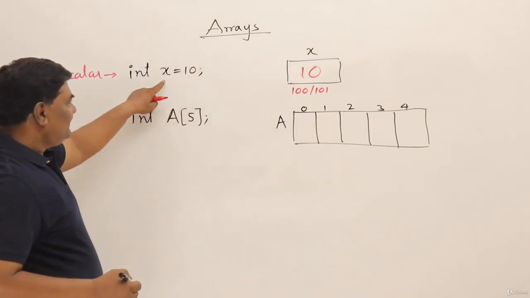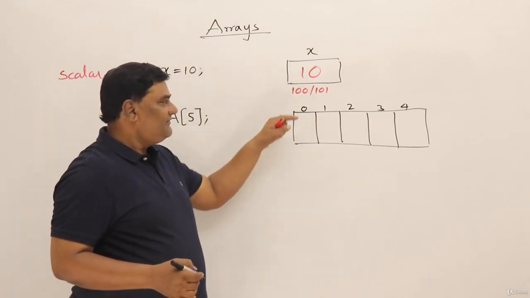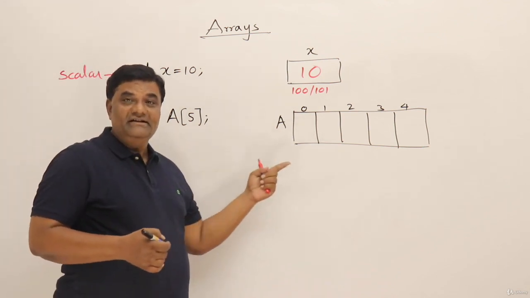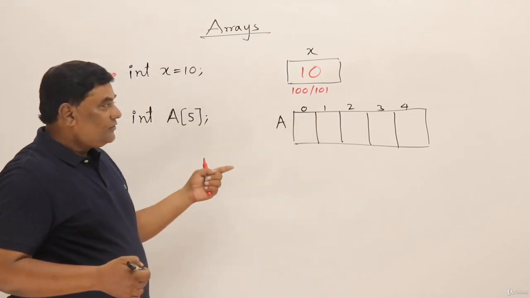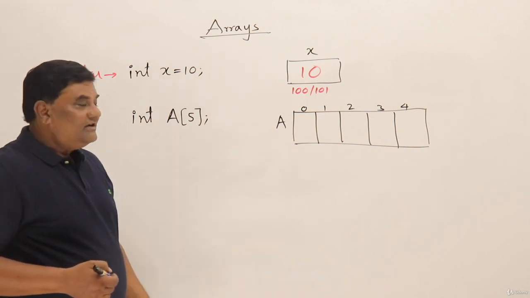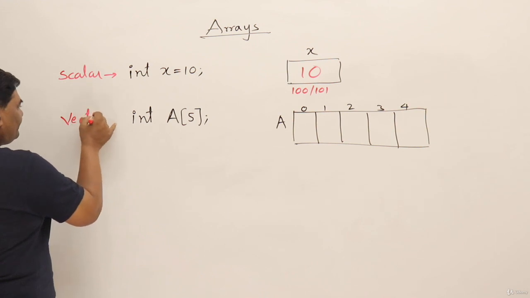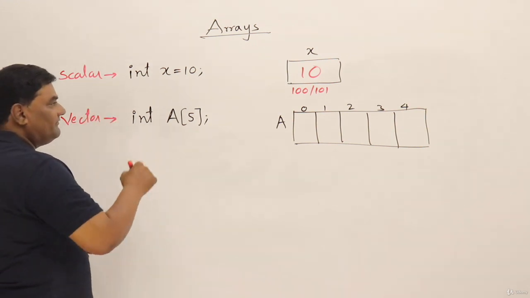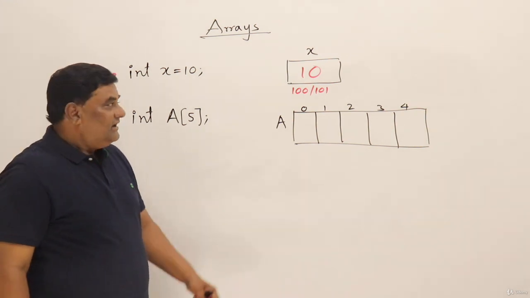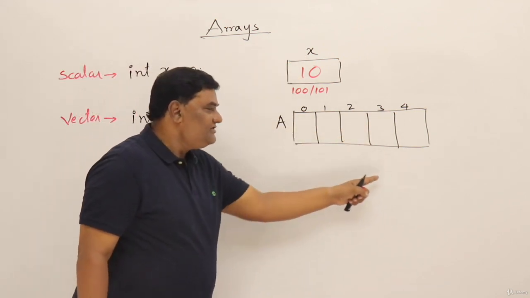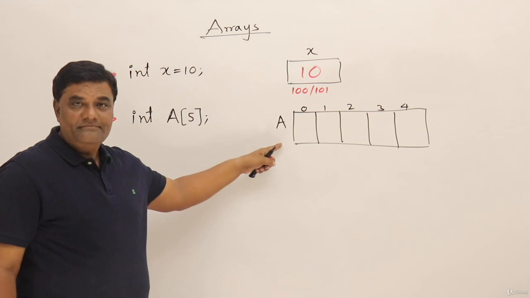Now here this is a scalar variable where I can store just one value. This is a vector variable which also has a dimension. It's a single dimension, so I can store a total of 5 values in this one. So we can call this variable a vector variable. So arrays are vector variables. This is a single integer under name x. These are 5 integers under name A.